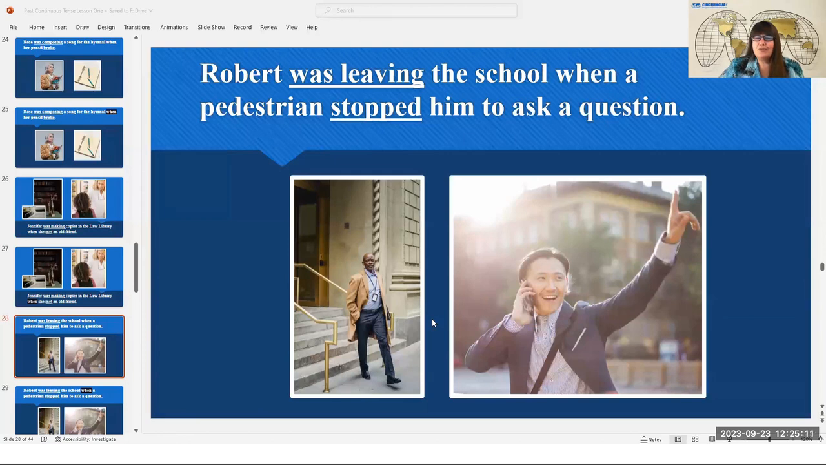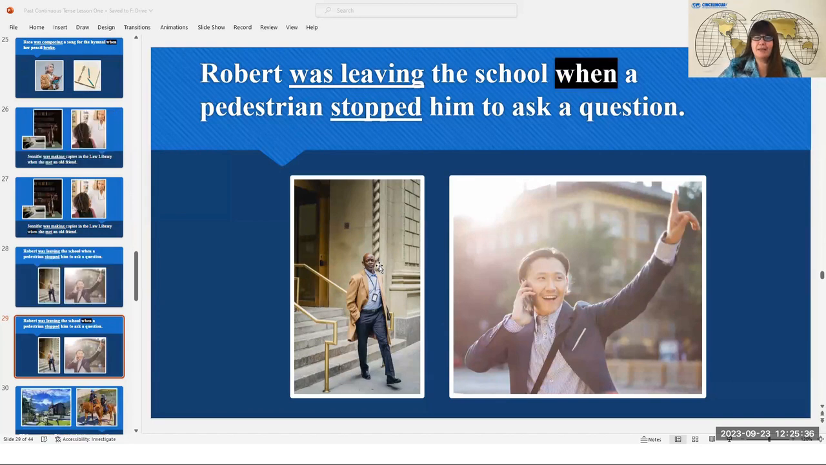Robert was leaving the school when a pedestrian stopped him to ask a question. Okay, so Robert was leaving the school when a pedestrian, someone who's walking on the street. So this man, he's walking and he's a pedestrian. He stopped him to ask a question, maybe ask for directions or something. So here we're using when.